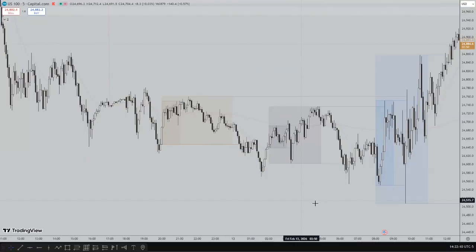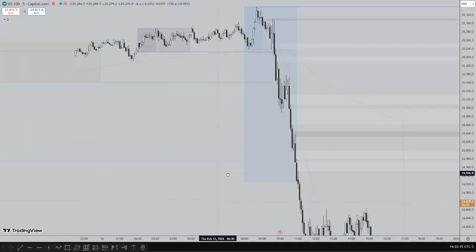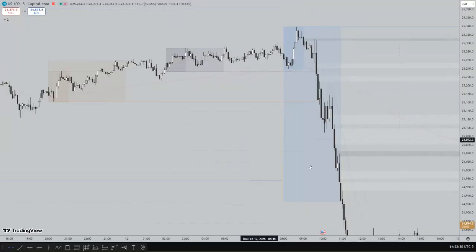You know, it's been a choppy week, so the examples are honestly not going to be the greatest, but you can see how it still works perfectly, basically, even in these type of market conditions.